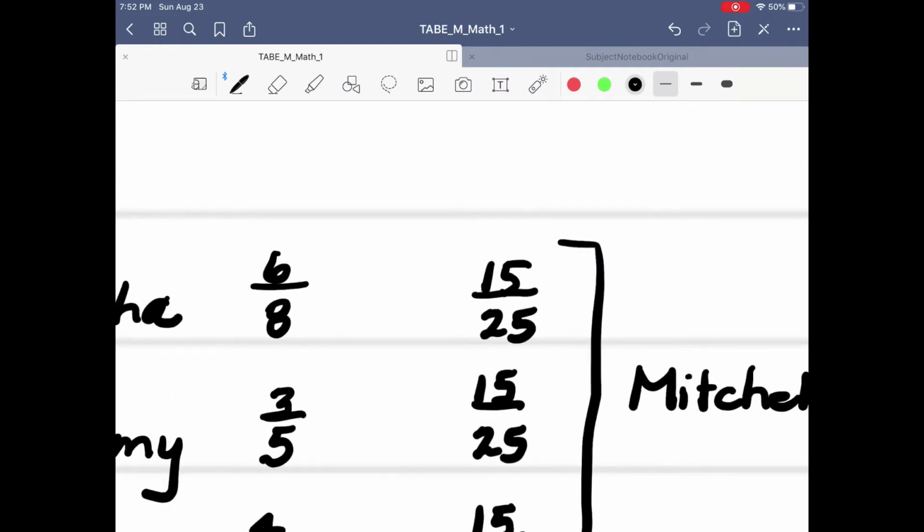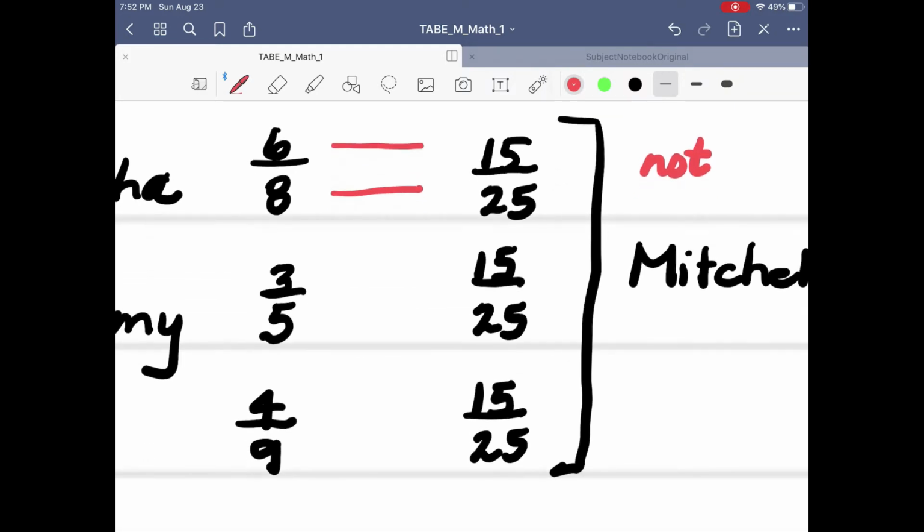And hopefully you can see the one that I like. But let's see what we have here. 6 times something is 15. Not going to happen without a decimal. 8 times something is 25. This is not the one I'm looking for.